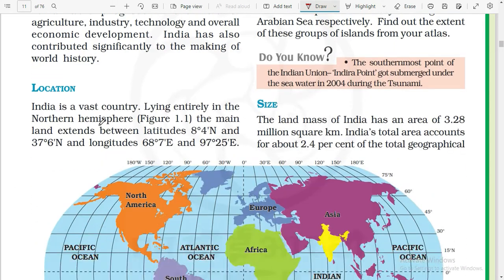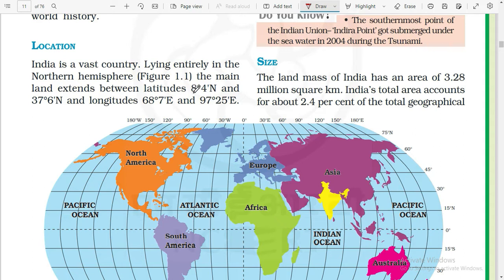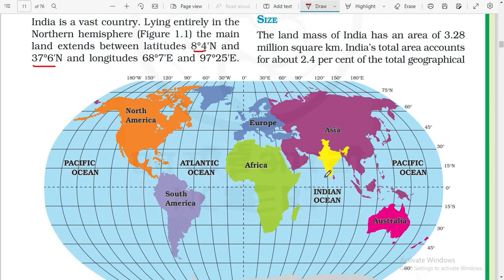India is a vast country lying entirely in the northern hemisphere. The mainland extends between 8.4 degree north and 37.6 degree north latitude, and longitude 68.7 degree east and 97.25 east.